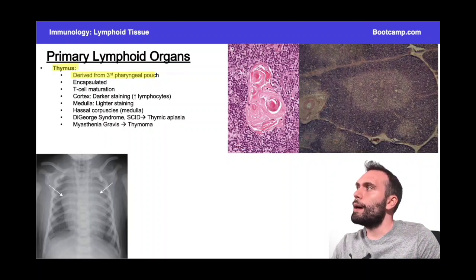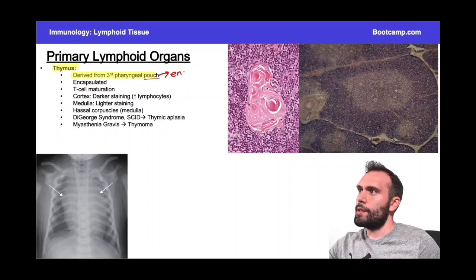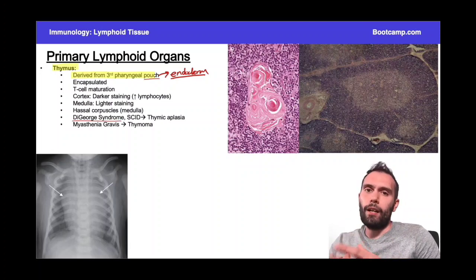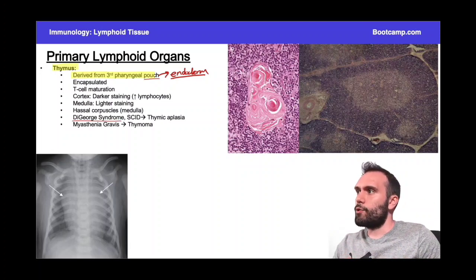Remember, your pharyngeal pouches are associated with endoderm. So pharyngeal pouches, remember, these are going to be associated with endoderm. It's important to remember this because, in DiGeorge syndrome, we have some abnormal development of the third and the fourth pharyngeal pouch, right? So these pouches don't form correctly in DiGeorge syndrome.